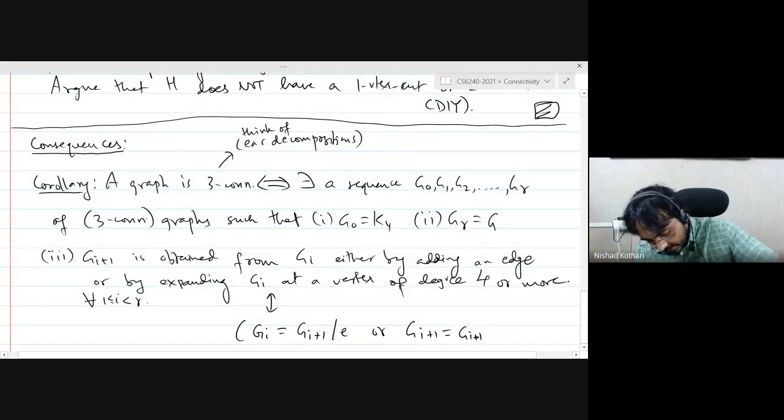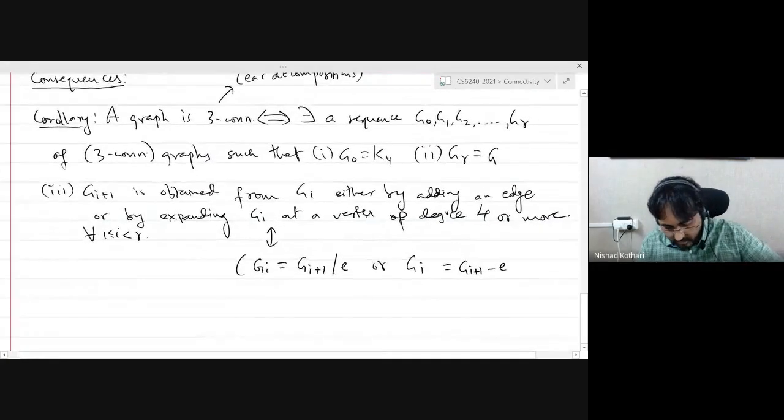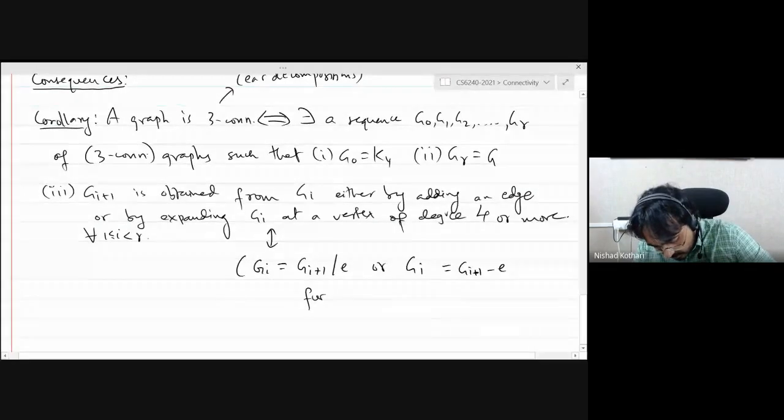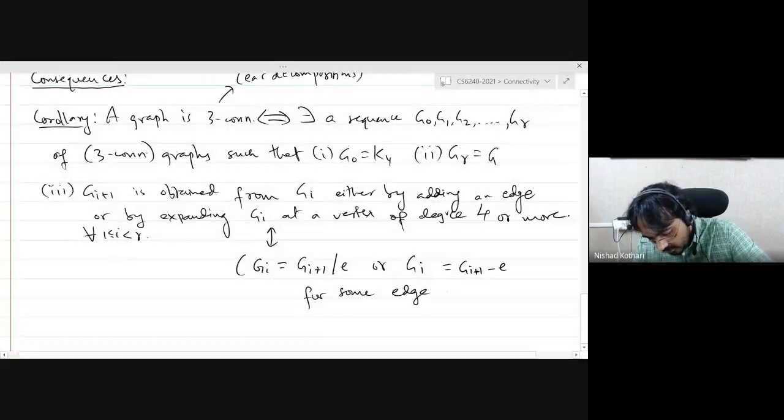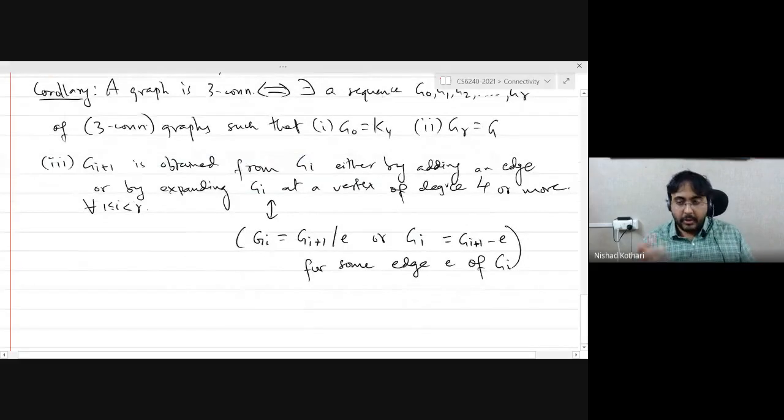So either you're contracting an edge or you are deleting an edge. Okay, so these are two ways of stating the same thing. Either you contract an edge or delete an edge from the next graph in the sequence to get the smaller one, or you add an edge to the small graph, or you expand a vertex of degree 4 or more to get the next graph in the sequence, right?